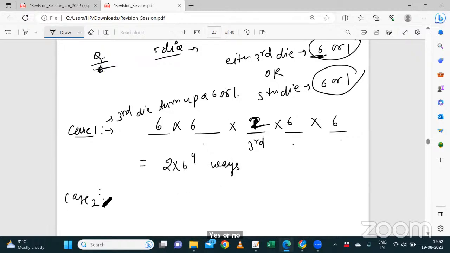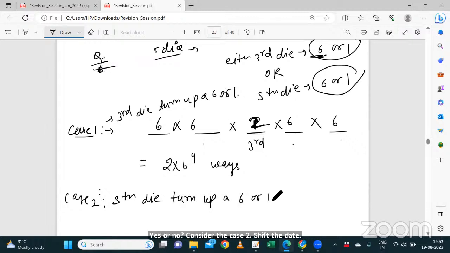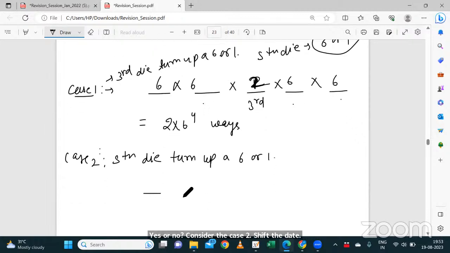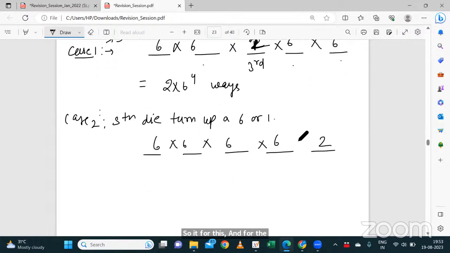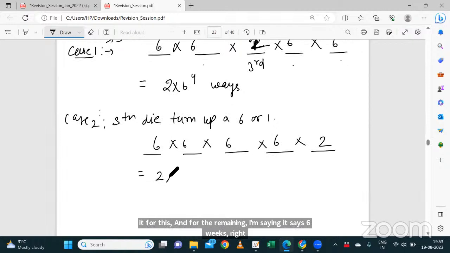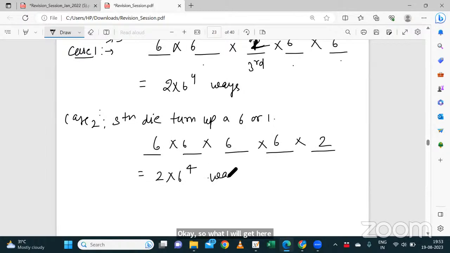Consider case 2. Fifth die turns up a 6 or 1, correct? So first, second, third, fourth, and fifth die. For the fifth die, I'm saying it turns up 6 or 1. For this I have only 2 ways, and for the remaining, it has 6 ways, right? So what will I get here? 2 into 6 raised to 4 ways.